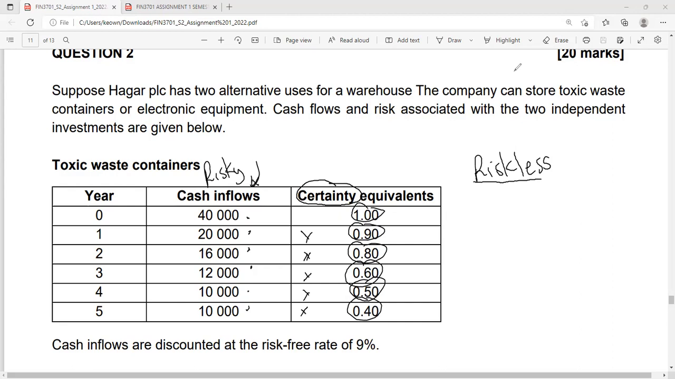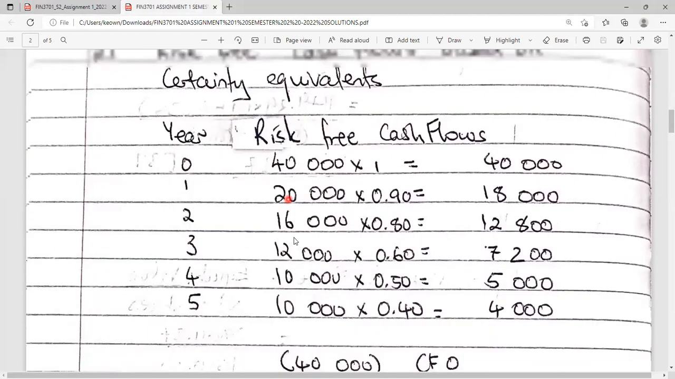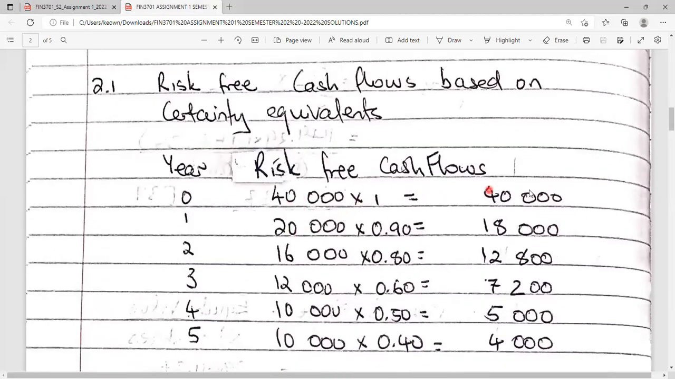So I'll just show you this here. So what we're saying here, right? We are saying that, of course, the initial investment is always known because we spend that today. But this 20,000 that's being received at the end of the first year, this 20,000, right? We don't know what it's going to be. It could be higher than that, it could be lower than that.